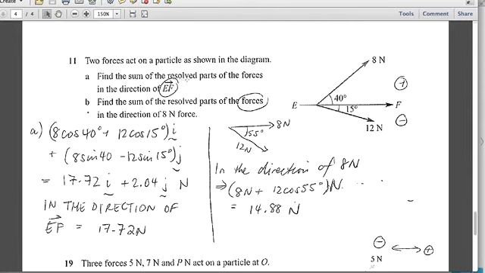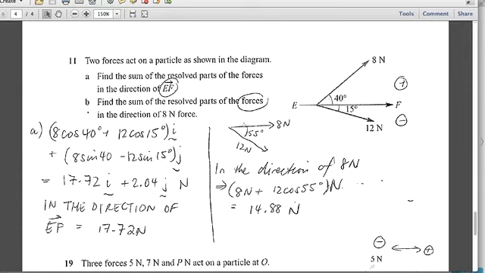So when it says in the direction of E to F, can you see E to F is the horizontal? So it's basically saying what are the forces in the horizontal only. Realistically, we really didn't need to do this whole thing here. We could have just gone i forces and added these together: 17.72 newtons in this direction.